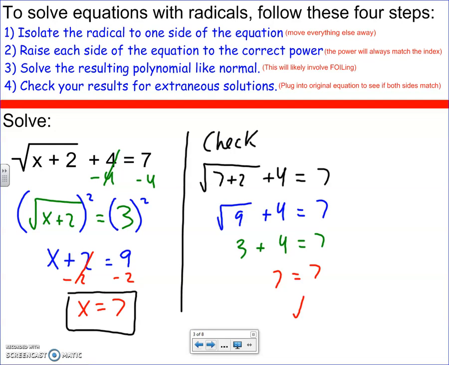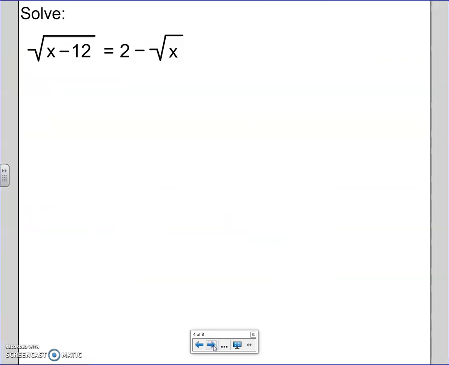Alright, next problem similar, a bit harder. Solve this. Now there's 2 square roots here. So you want to get the more complicated one by itself. Thankfully it started as a complicated one equals the other one. So square root of this thing equals 2 minus that square root. I'm going to square both sides.